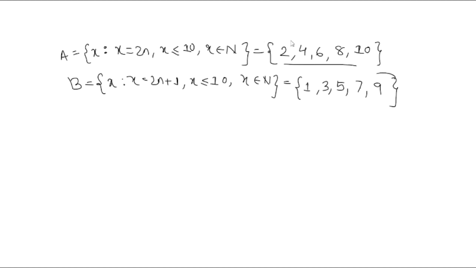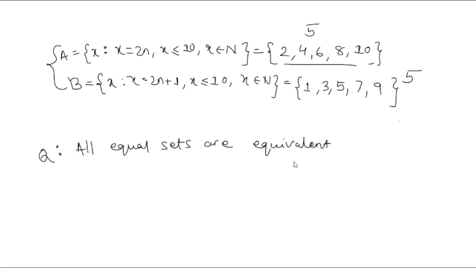Now if we count the number of elements, in the first case there are 5 elements and in the second case also there are 5 elements. So by the definition of equivalent sets, we can say that both sets A and B are equivalent. Now there is a question whether all equal sets are equivalent. Yes, this statement is true because in equal sets, the number of elements as well as the corresponding elements of the two sets must be the same.